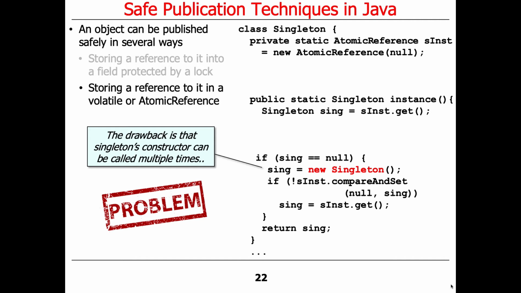The downside is that it might turn out that multiple threads would come here at the same time, all find sing null, and all call singleton's constructor multiple times, one for every thread that happened to find sing null. Now, only one object will actually end up inside the atomic reference field, but the constructor could be called multiple times. Probably not a big deal for this example, but it could be a bigger deal if your constructors have some kind of side effect.